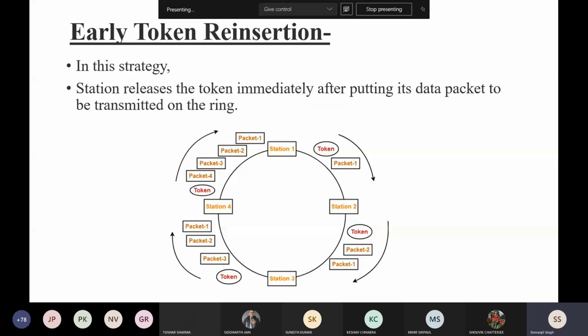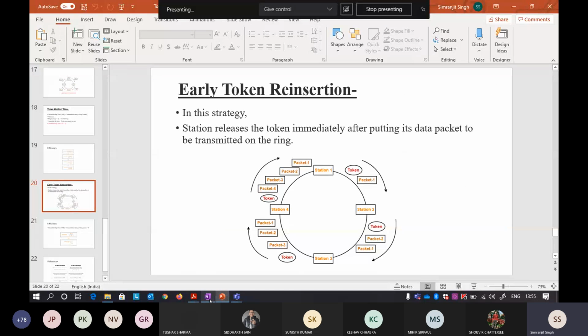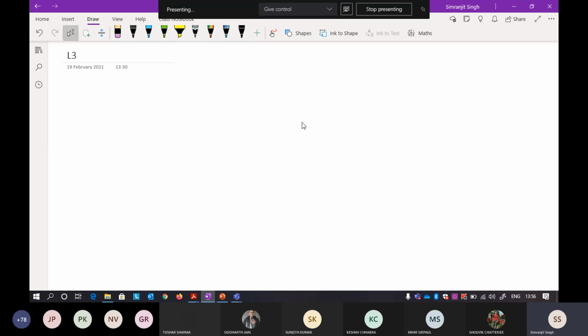In a similar way, if you want to find what exactly is early token reinsertion, I'll take an example outside of it because there are so many things going on in here. Now suppose I'm taking the same workstation. Early token reinsertion is a very effective technique, and it is more effective than the delayed one. Okay, so I'll show you why. Now when this particular station holds the token, I'm denoting it as T. When it is holding the token, it will release one packet.